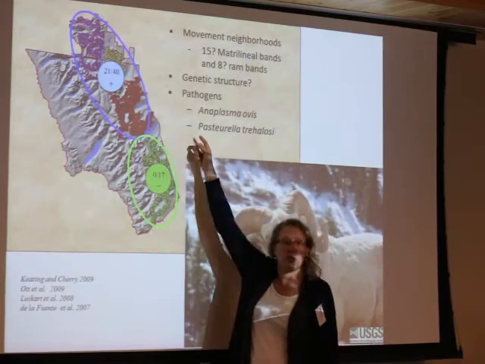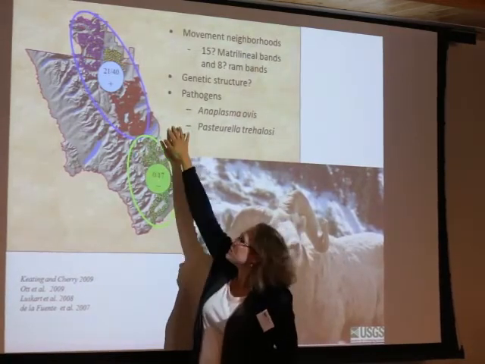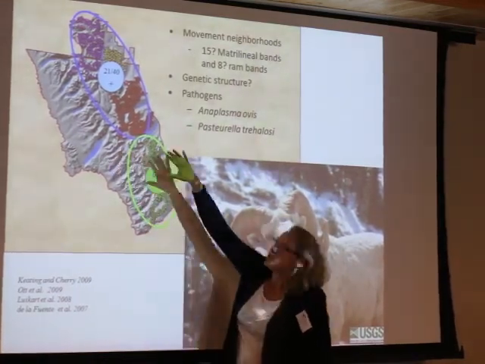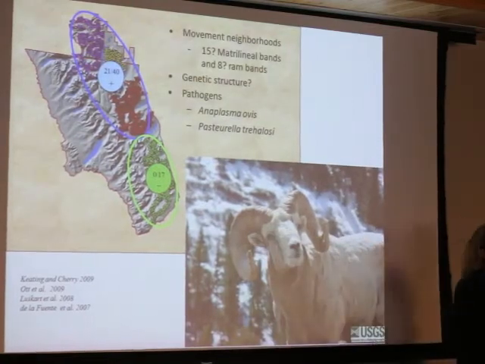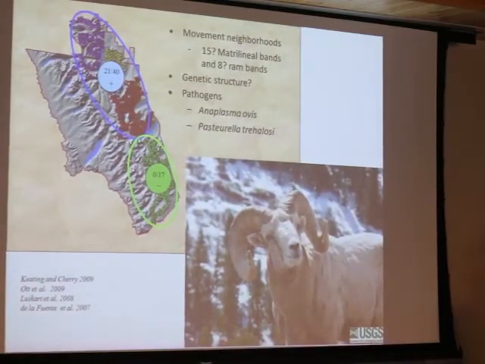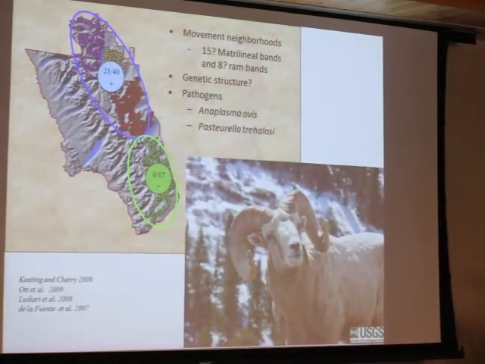What will happen in the future? If this is a real dividing line, is there something that we can recommend in terms of management to maintain that if there's another disease epidemic that comes through?